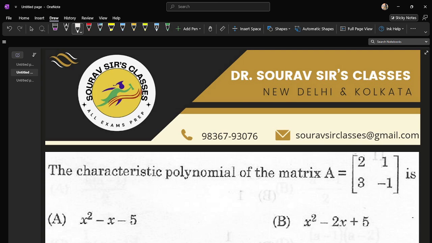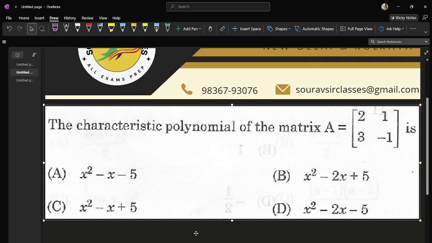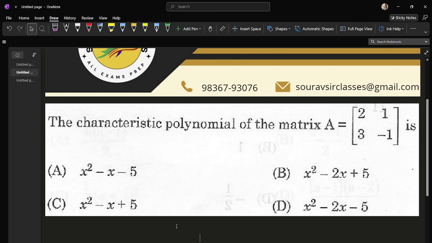Okay, so now we are going to solve a mathematical problem which appeared in the PUMDET 2024, and the question is telling us that the characteristic polynomial of the matrix A, which is written as [2 1; 3 -1], is, so there are four options here, which are x square minus x minus 5, x square minus 2x plus 5, x square minus x plus 5, and x square minus 2x minus 5.